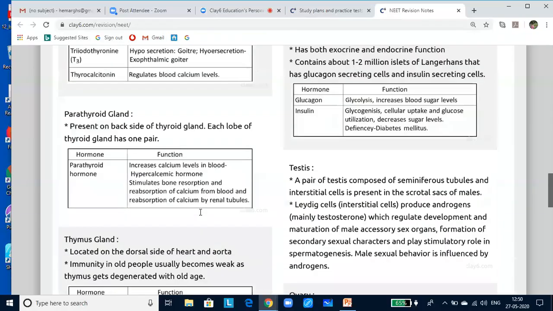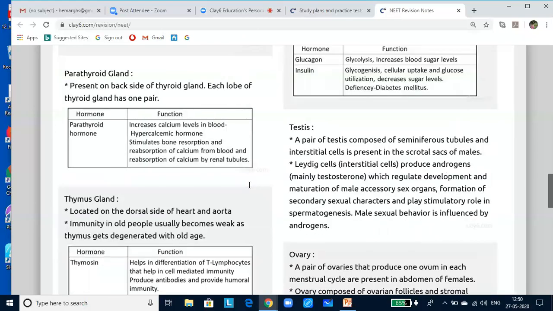Now the parathyroid gland. Parathyroid glands are 4 in number, embedded in the thyroid gland. They are oval shaped and yellow in color. Now parathyroid hormone increases calcium levels in the blood. It is called the hypercalcemic hormone. It stimulates bone resorption and reabsorption of calcium by renal tubules.